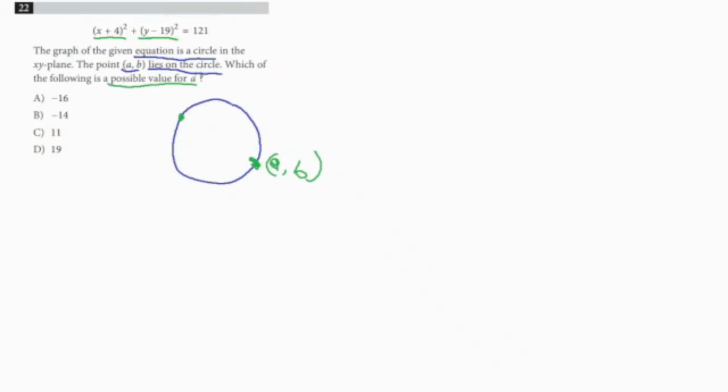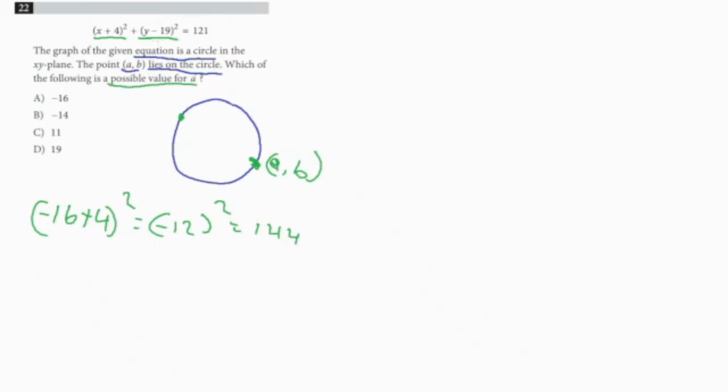So we have to plug in each value and ask, does that make sense in this context? It has to be lower than 121. That's the connection you have to make here. If you understand that, the question becomes pretty easy. So you do negative 16 for a plus 4 squared. I'll write that out. That's negative 12 squared, which is 144.